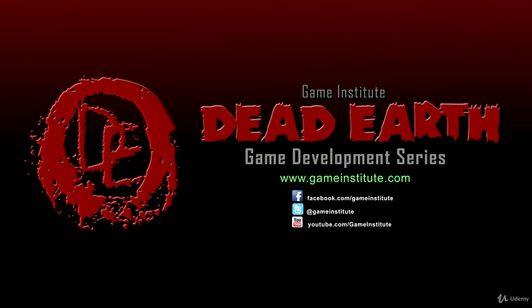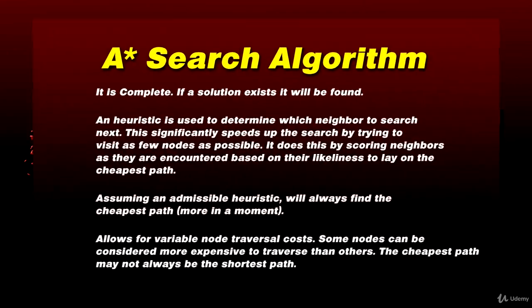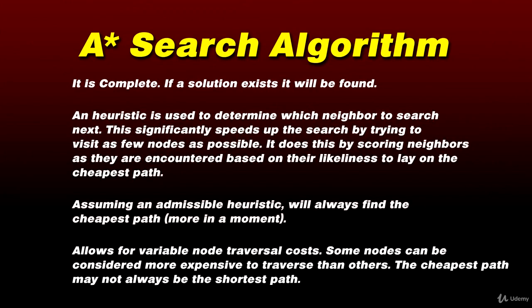So let's talk about some of the characteristics of the A-star search algorithm. Firstly, it's what's known as being complete. This means that if a solution exists, this search algorithm will find it. Also, a heuristic is used to score neighboring nodes as potential candidates for the next iteration of the search, and this significantly speeds up the search process. Essentially, it tries to visit the least possible number of nodes by selecting the next neighbor to step into based on how likely it is to take us to the target along the optimal path. Next, assuming an admissible heuristic, and we'll talk a little bit about what that means in a moment, it will always find the cheapest path.